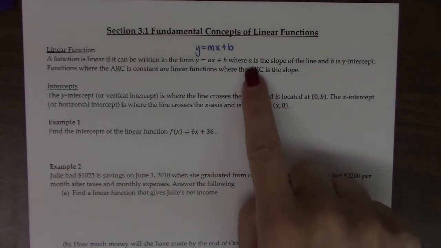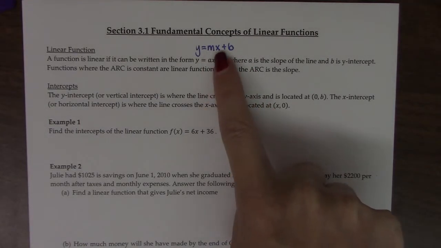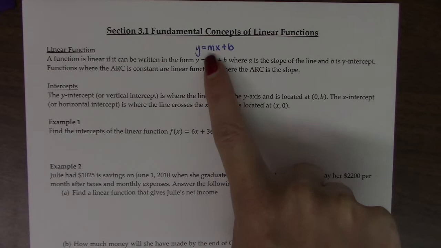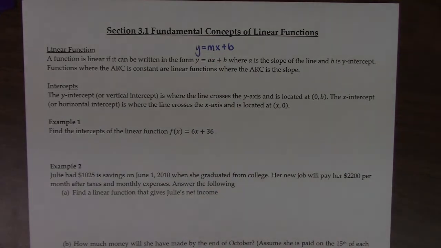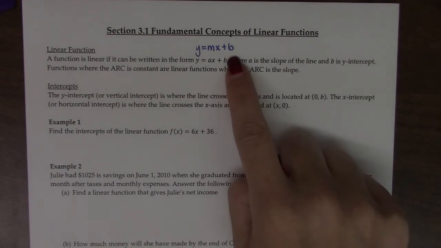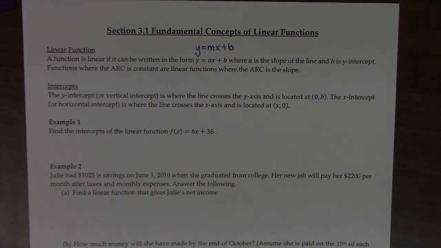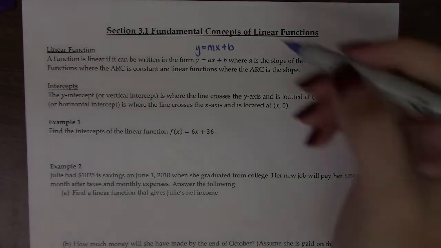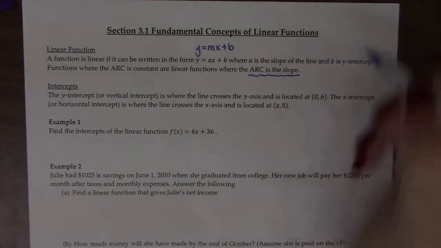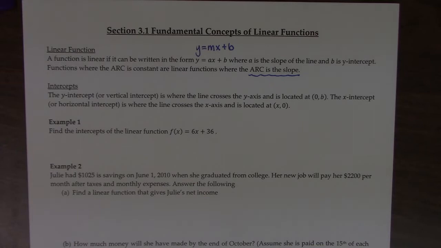So a is the slope, or the quantity attached to the variable is going to be the slope. So a or m, or we could use another letter if we wanted. And b is the intercept. So the constant is the intercept. Functions where the ARC is constant are linear functions, and the ARC is the slope. When we talk about average rate of change, if the line has the same slope everywhere, then we refer to the ARC as the slope.